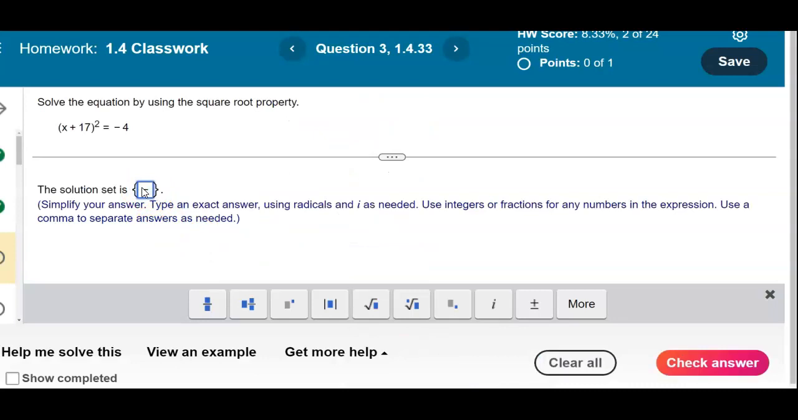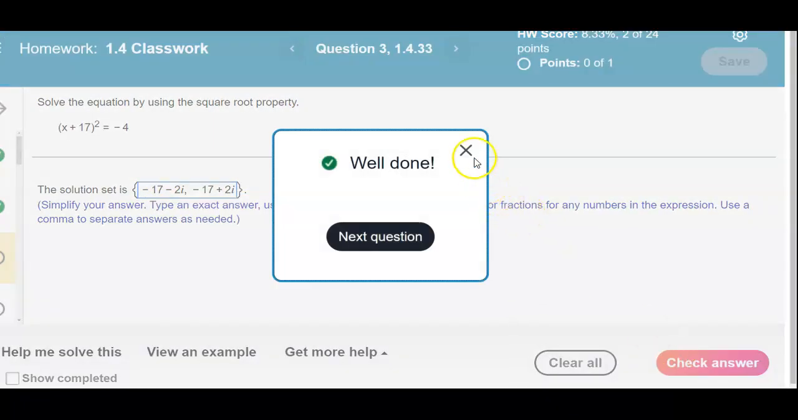So we have -17 minus 2i, comma, -17 plus 2i. Let's go ahead and check our answer, and there is our result.